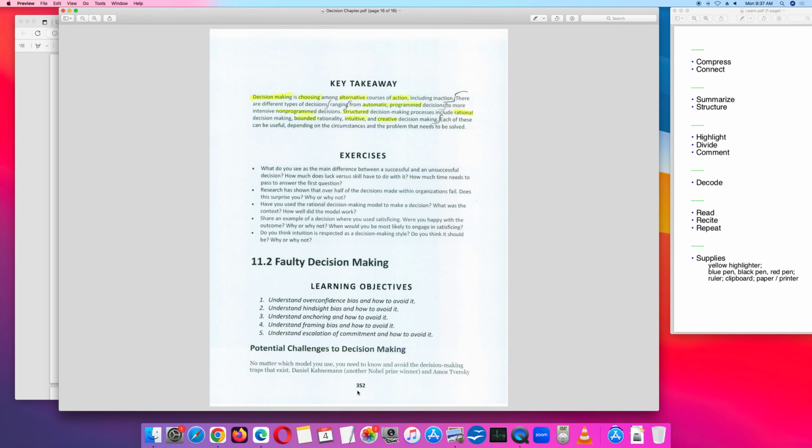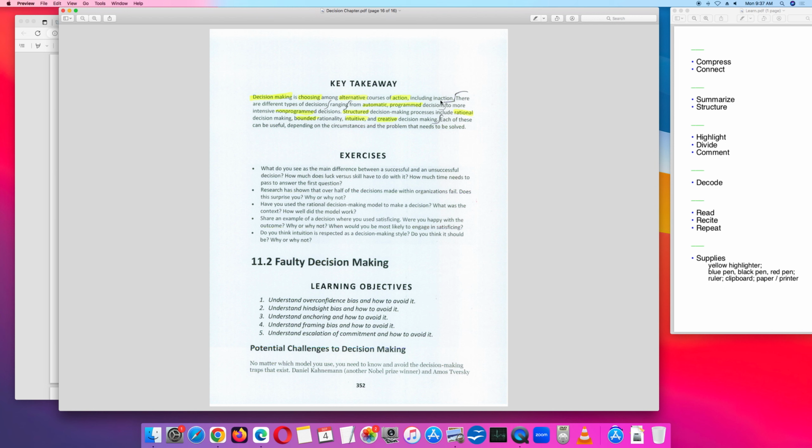Okay, page 352. Notice how this is key takeaways, and even though it's a summary, I still highlight keywords and put little dividers. And notice here, I put little squiggles between breaks in a sentence. The professor who wrote this book writes very long sentences. Long sentences are confusing, so it's better to break them down. Okay, so here we go.